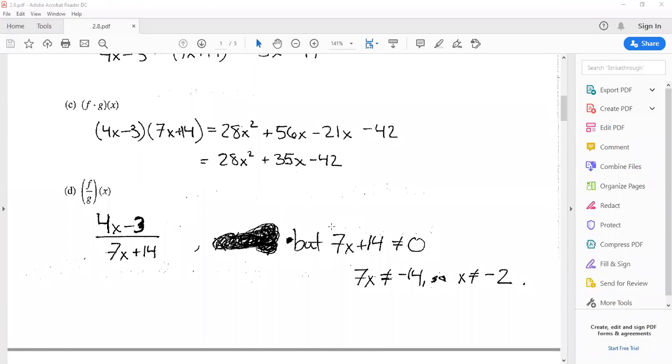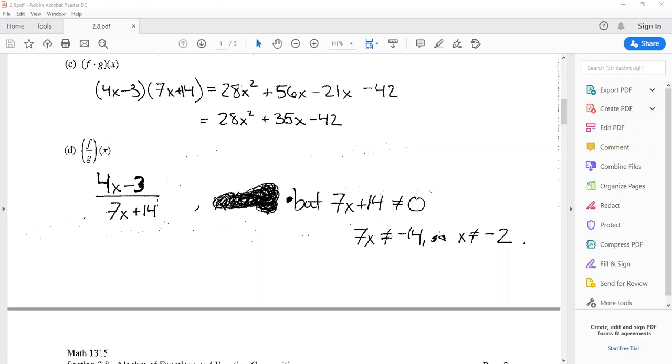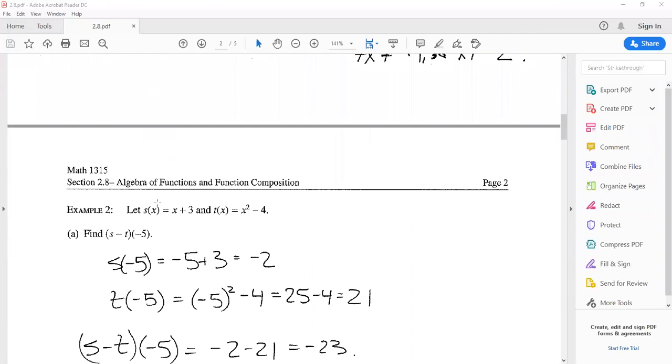In the next example, they'll ask us to do the same thing, but instead of just for general x, they'll give us a specific x and ask us to find some new function evaluated at some particular x value. So they have here s of x is x plus 3, and t of x is x squared minus 4. They ask us to find s minus t of negative 5.